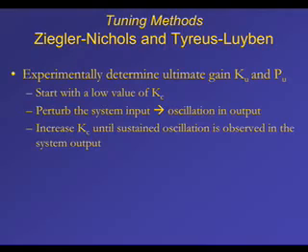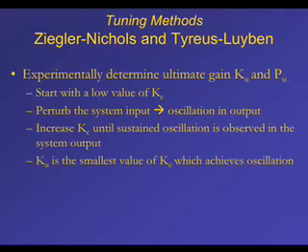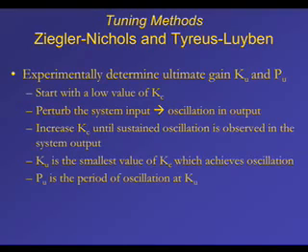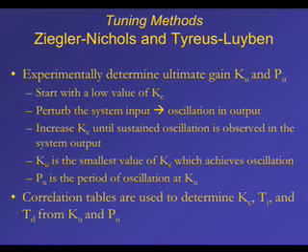Kc is then increased incrementally, and the process is repeated until a sustained and stable oscillation in the system output is observed. Ku is the smallest value of Kc which results in a sustained oscillation in the system output. Pu is the period of this oscillation. A correlation table can then be used to determine the correct values of Kc, Ti, and Td.